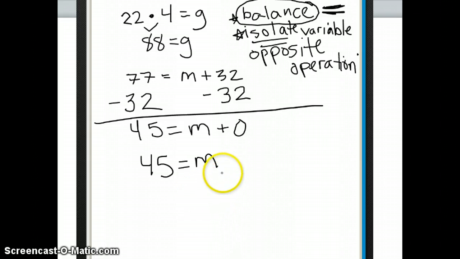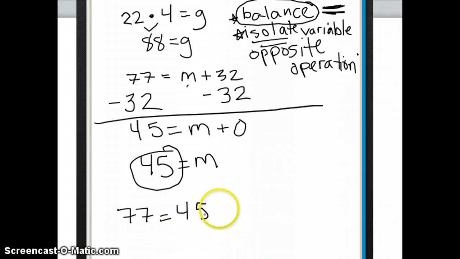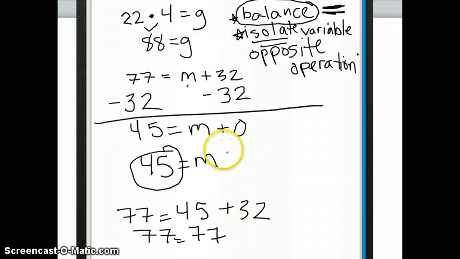If we'd like to check our work, we can take that answer, that 45, and put it back into the original equation, substitute it for m, and see if we have the correct answer. 77 equals 45 plus 32. Well, is that correct? Does 45 plus 32 equal 77? Yes, it does. 77 equals 77. So we know that we have found the correct solution to the problem.